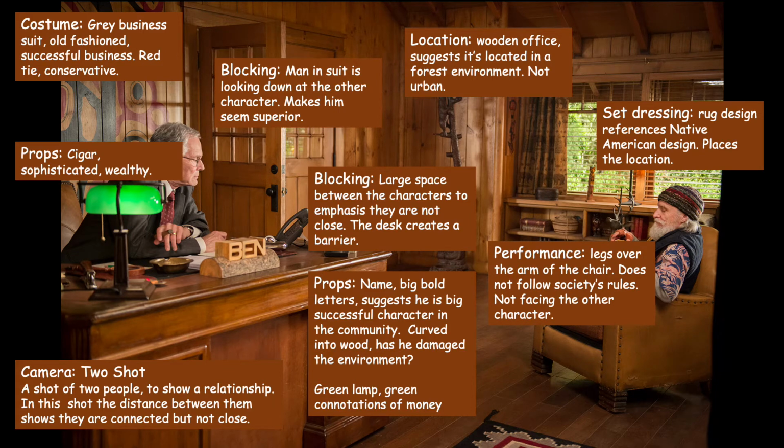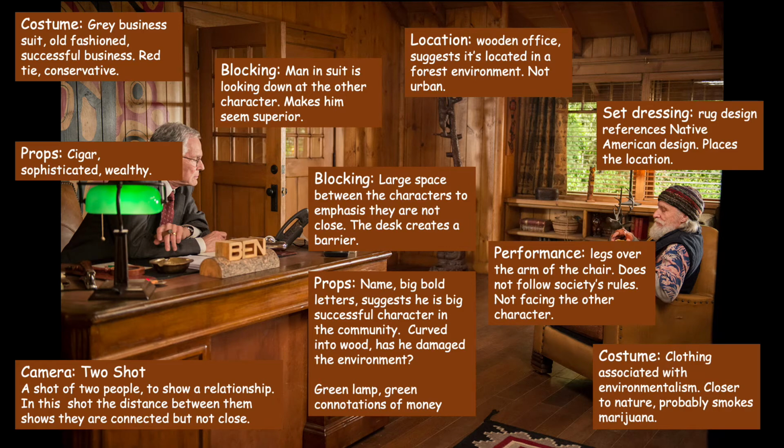In terms of this character's performance, he's got his legs over the arm of the chair, so he's not following society's rules. He's also not facing the character straight on, so there's distance between them, and he doesn't quite respect this other character. In terms of costume, this is associated with environmentalism, closer to nature. He probably smokes marijuana.